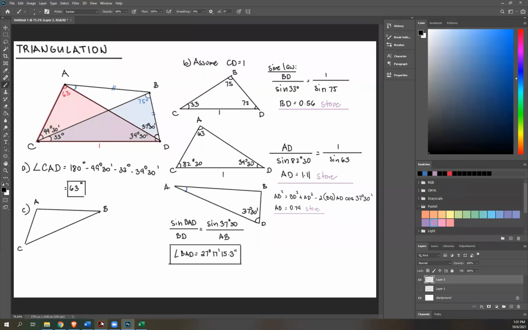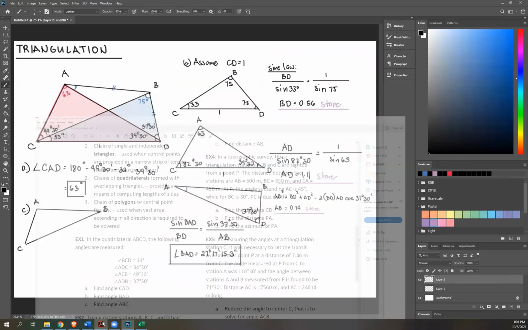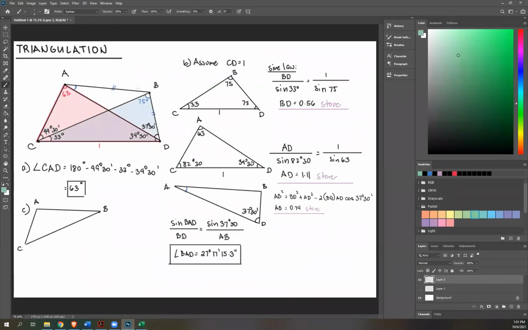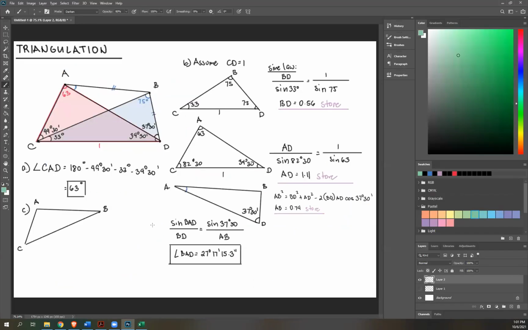Angle ABC. So this one should be ABC. I was looking the wrong way. ABC. So now we have to get this angle.